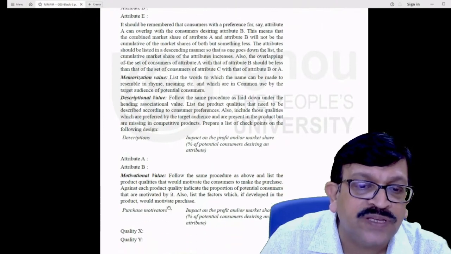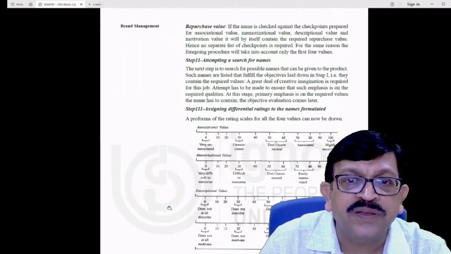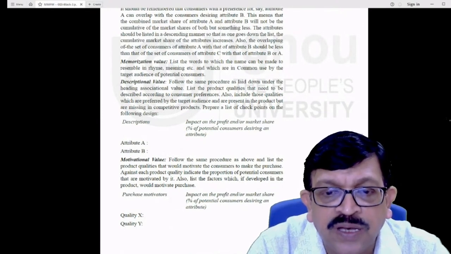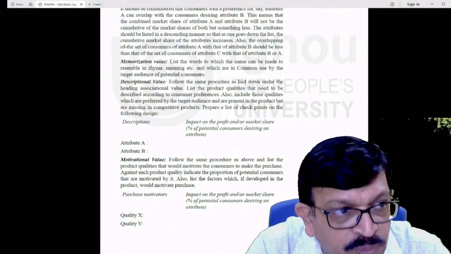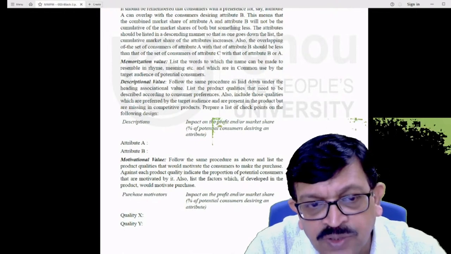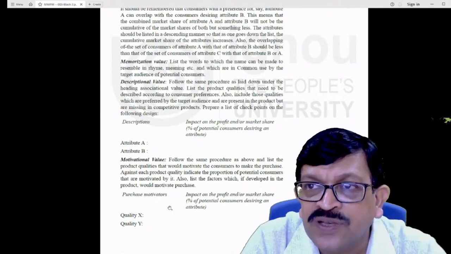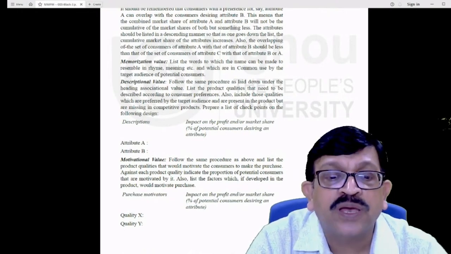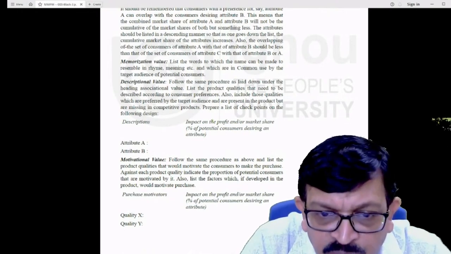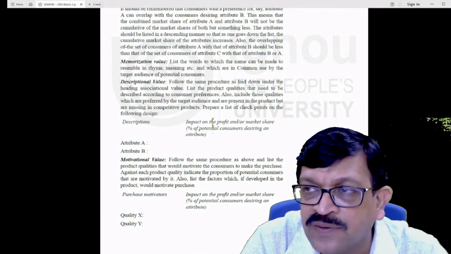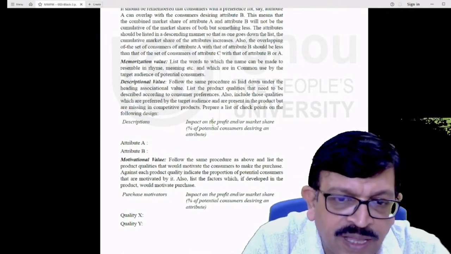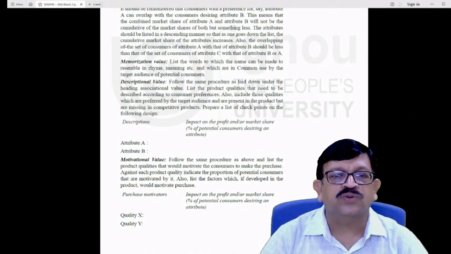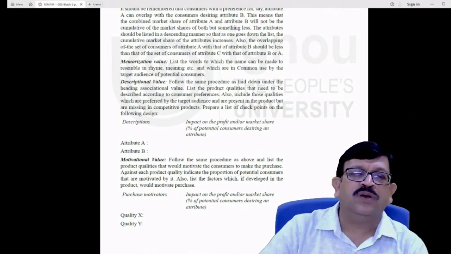Next comes the motivational value. What happens here is that the respondents, the consumers, get motivated to buy a particular brand based on a certain motivational value that is associated with the name. If you're talking about Tata's, for example, it has got that motivation to buy. Suppose you say KFC, KFC has got the Colonel Sanders name, which makes it more motivating to buy.